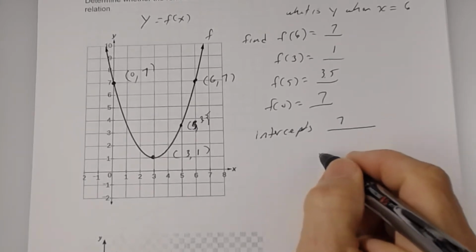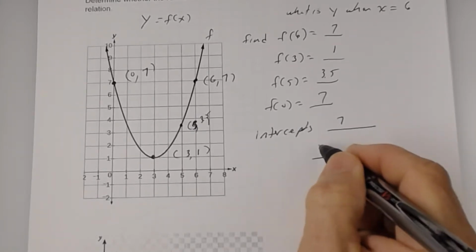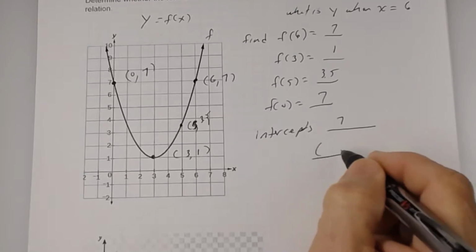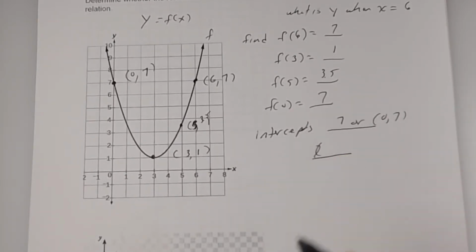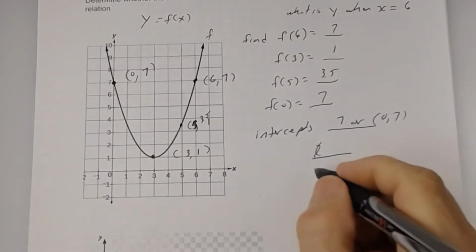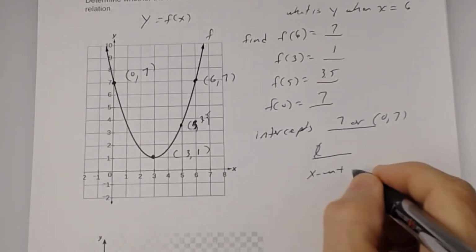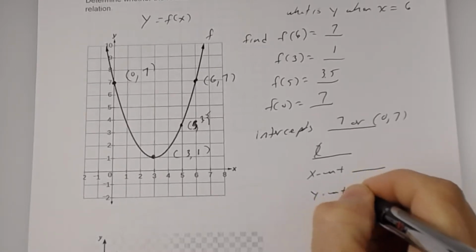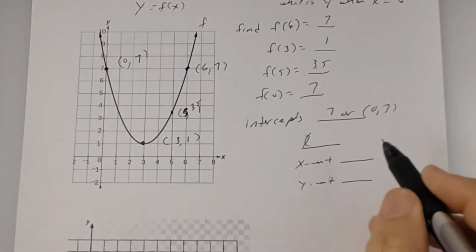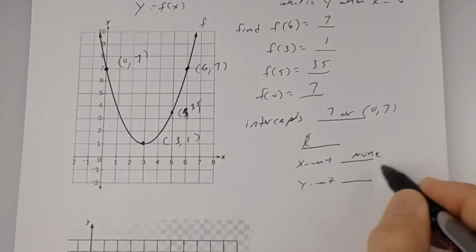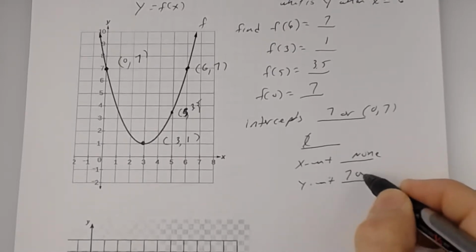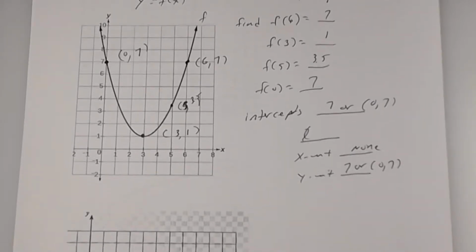Now, as an ordered pair, what would you write it as? Write what? 0, 7. Now, suppose on the worksheet it said, what's the x-intercept blank, and then the y-intercept blank. What would you say for the x-intercept? You'd say none. The y-intercept, you'd say 7 or 0, 7.